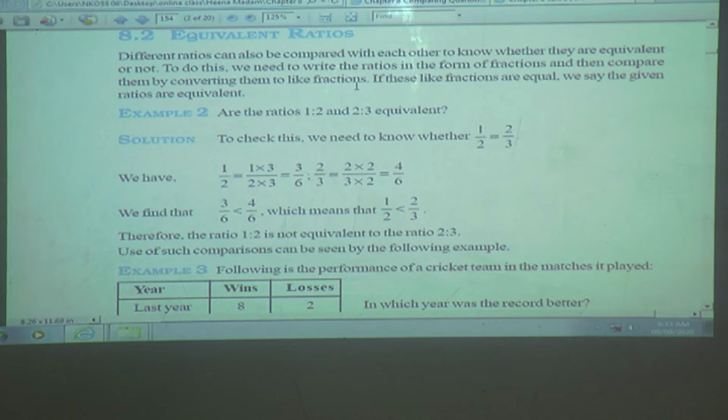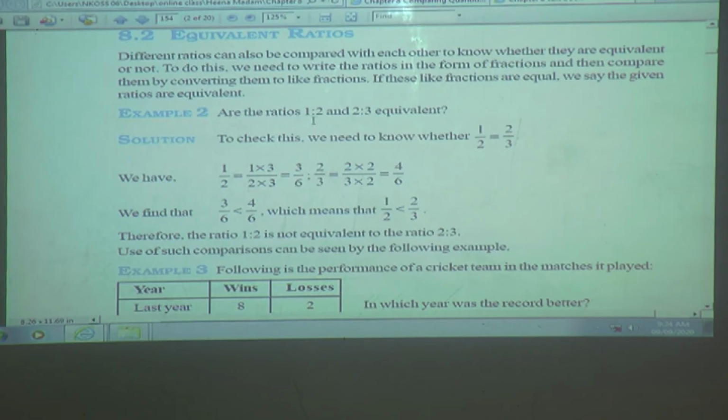If we have two different quantities, first we have to write the given quantities in the form of fractions, and then convert them into like fractions. You know what a like fraction is? Like fractions are fractions where the denominators are the same. If these like fractions are equal, we say the given ratios are equivalent. This we will see with an example.